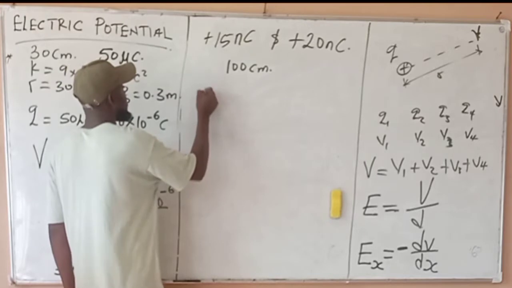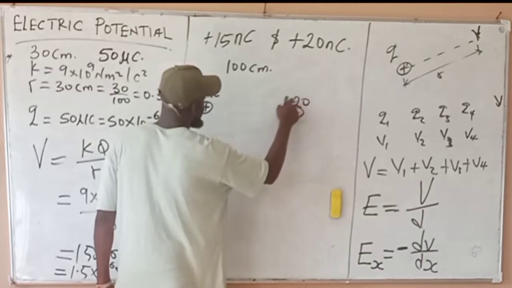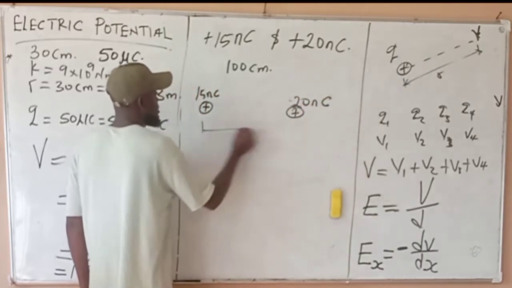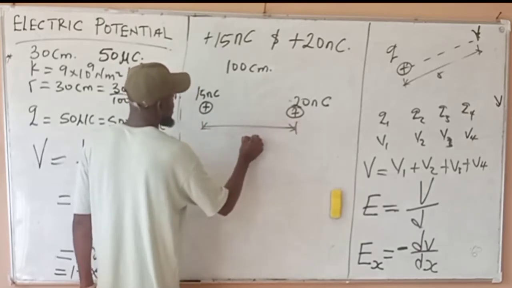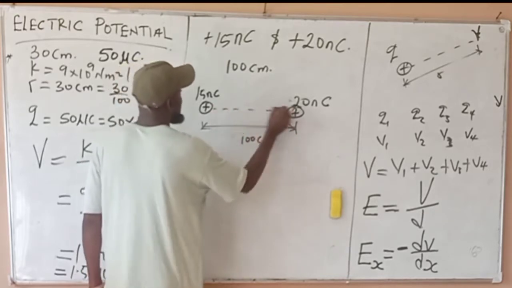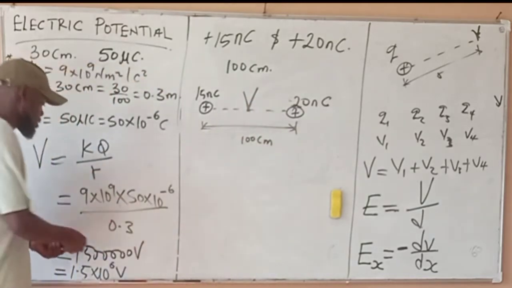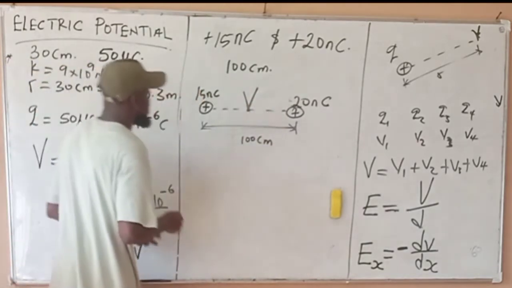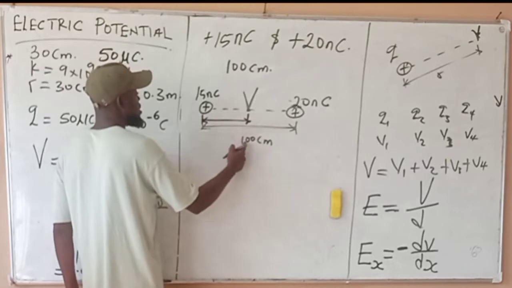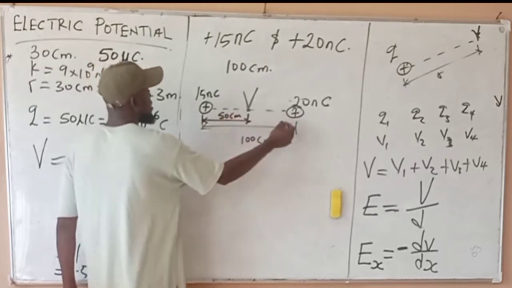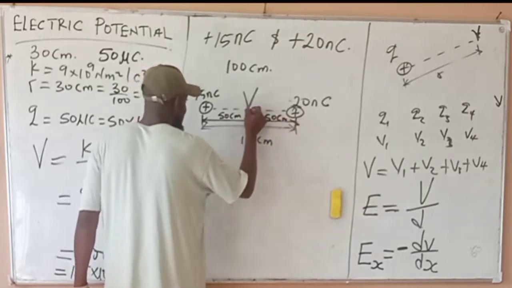We have the charge here is 15 nanocoulomb. You have another charge here, which is 20 nanocoulomb. They are 100 cm apart. What will be the electric potential at the point midway between them? Let's call that electric potential V. Now, the distance between this point and this first charge will be 100 divided by 2, which is 50 cm. The distance between this place and the other charge will also be 50 cm, because this is the midpoint between them.